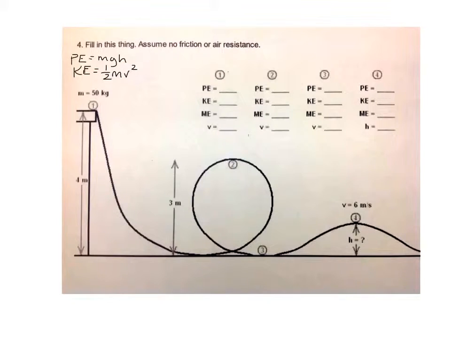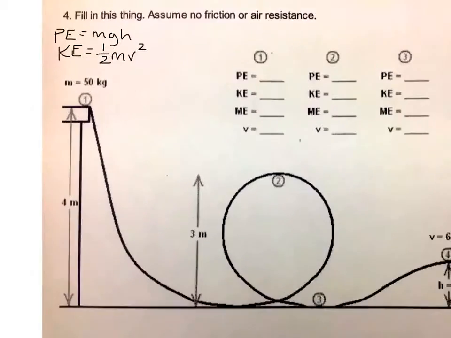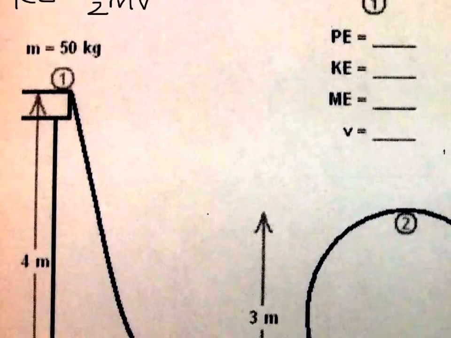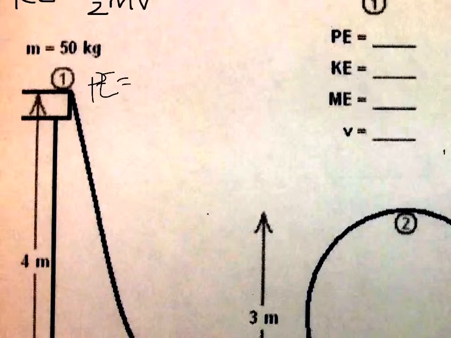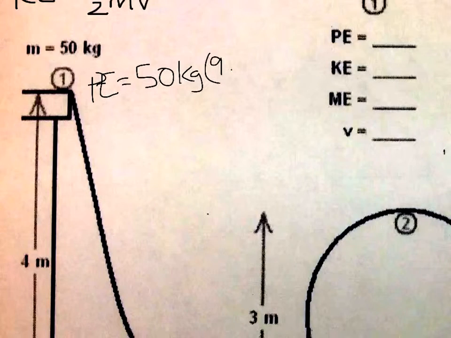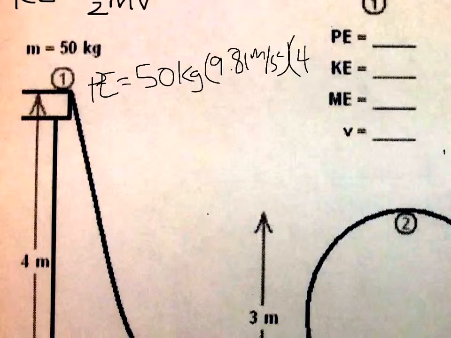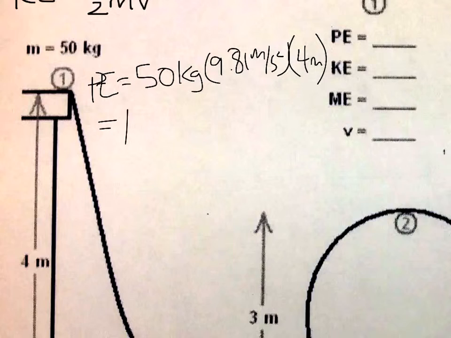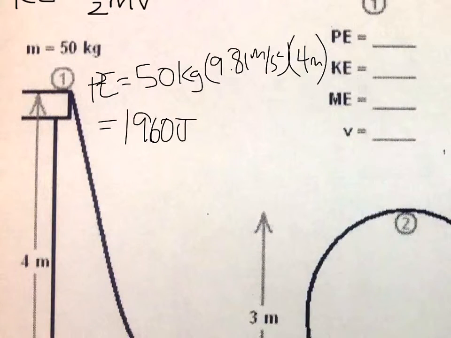We're given an object's mass. It's 50 kilograms, and it's perched 4 meters above the surface. So we can solve for potential energy using our equation m times g times h. Potential energy at the start is the mass of 50 kilograms times the acceleration due to gravity, 9.81 meters per second squared, times the height of 4 meters. And when you calculate that, you get an answer, 1,960 joules.